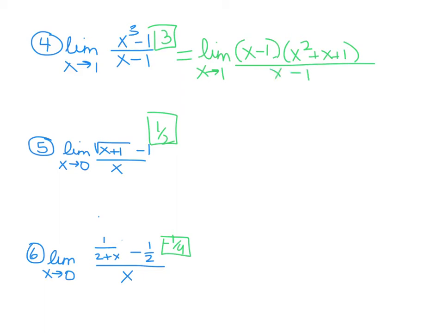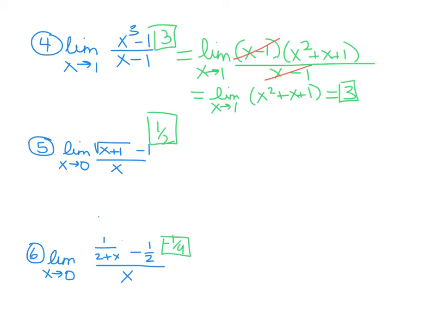And we end up getting this right here. So I'm going to cancel out my x minus 1, and I do end up getting that my final limit is the limit of x squared plus x plus 1 as x approaches 1, and that gives me 3.